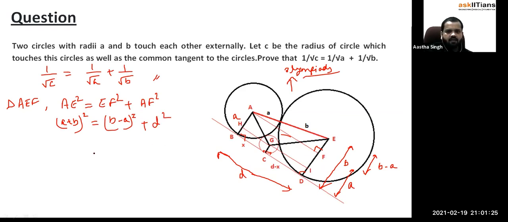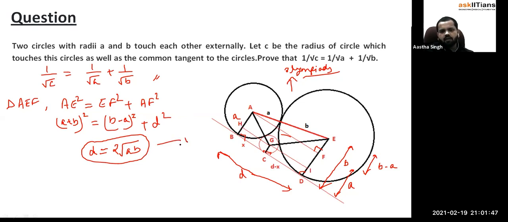So you will get the value of your D in terms of A and B, which is basically 2 under root of AB. Open the formula, right, and make it to a single side, you will definitely get the value of D. D is basically your 2 under root of AB. I think the point is clear, right? So D is equal to 2 root AB, right? This is your first condition.